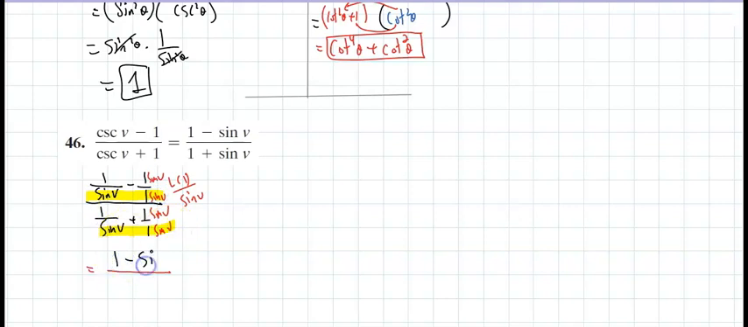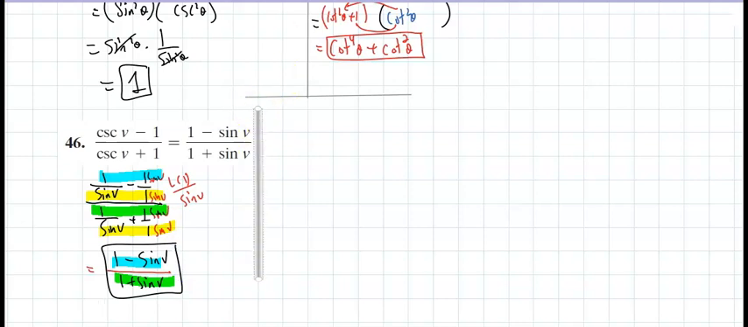That will be 1 minus the sine of v over 1 plus the sine of v. And guess what? That's pretty much it. So normally, if I could get a common denominator, clear a fraction, that's pretty much where you start.